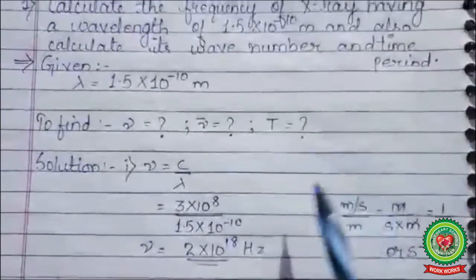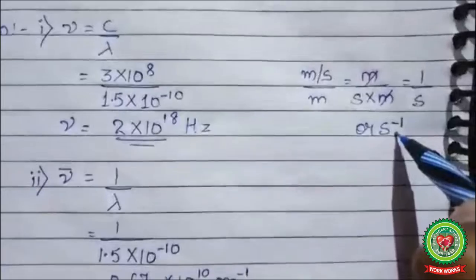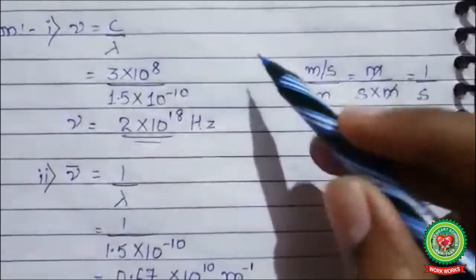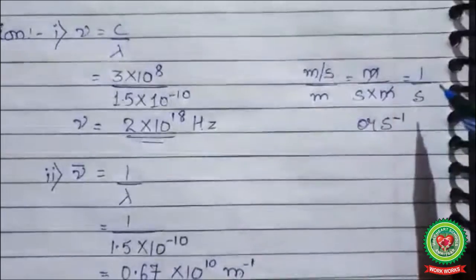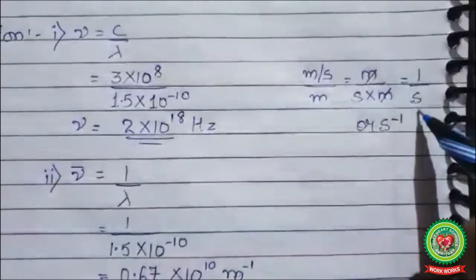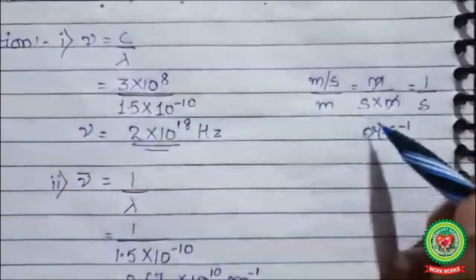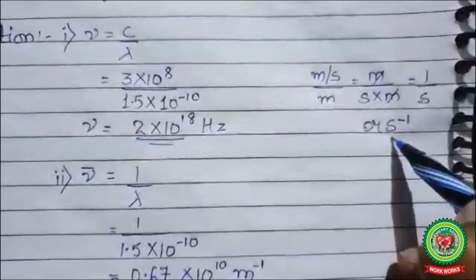Now if it is hertz, also write it as second inverse, because velocity of light is in meter per second, lambda is in meters, so when we cut meter by meter, it becomes 1 by second. So instead of hertz, we can also use second inverse for frequency.